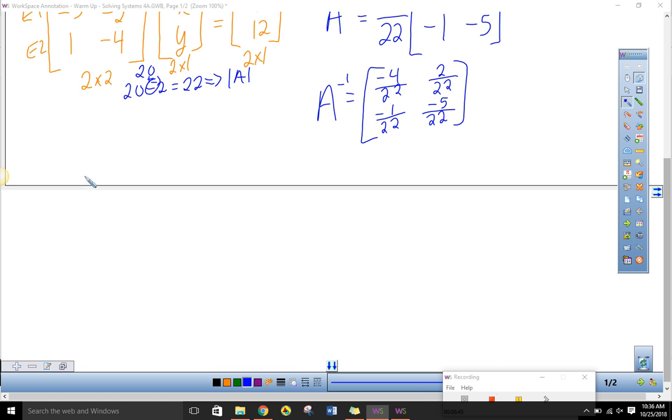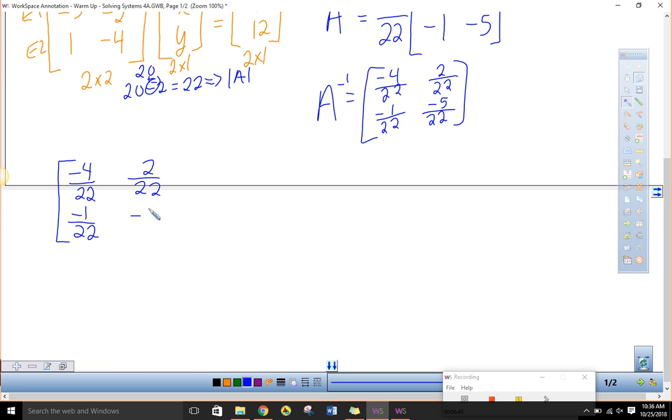I might just rewrite it a little neater. Is this supposed to be a 2? No, it's a 1. 22. And then what was the top value for my B? Negative 15 and 12. So what are the dimensions of my answer going to be? 2 by 1. Very good.